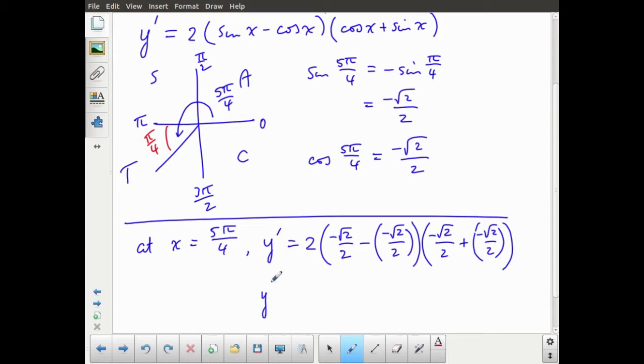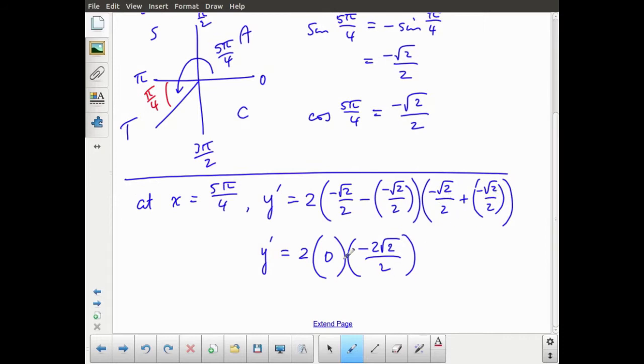And so y prime is equal to 2. And now in this bracket, I have negative root 2 over 2 plus root 2 over 2, which actually works out to be 0. And in this bracket, I have negative 2 root 2 over 2, because there are two of them, they have the same sign. But of course, it doesn't end up mattering because of this 0. So we end up with an overall value of 0.